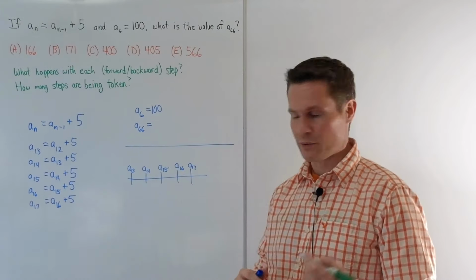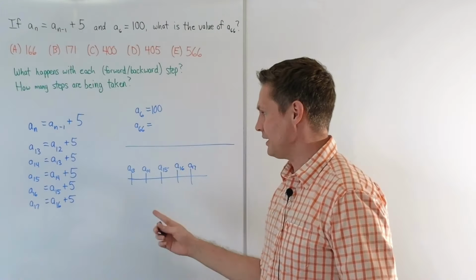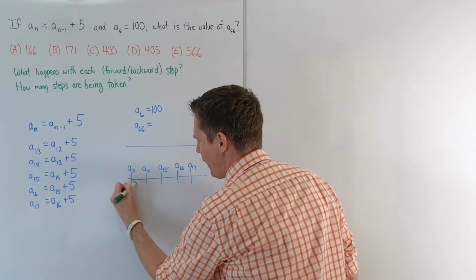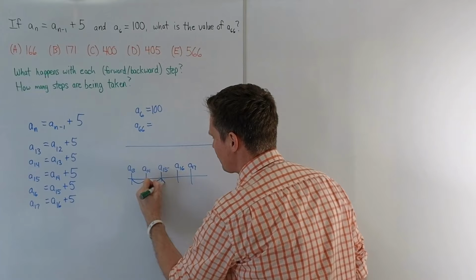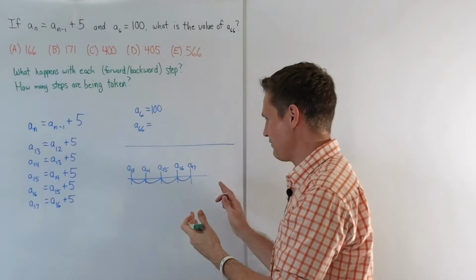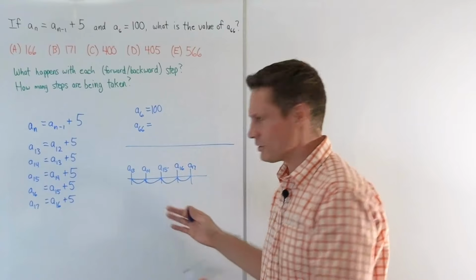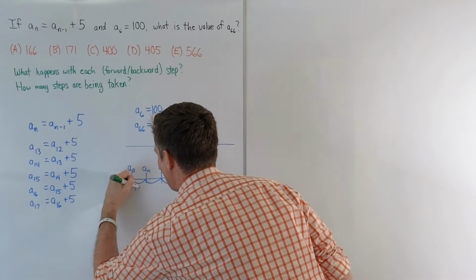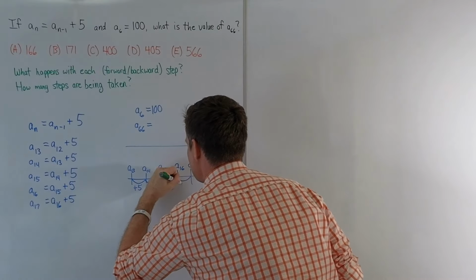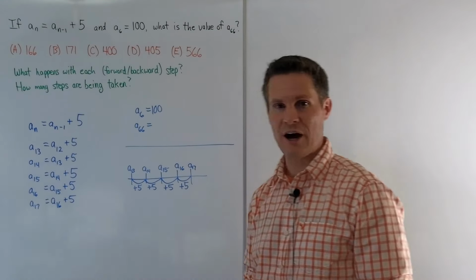And one of the things that we also want to be bearing in mind here is that we get to A sub 17 at the end. What happens basically with each forward movement along the way from A13 to A17 is that we're just doing the same thing with each forward step from one term to the next. Each forward step is adding on 5.